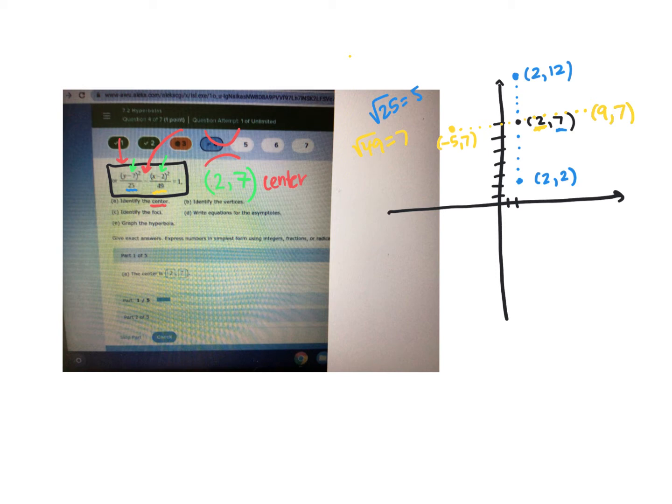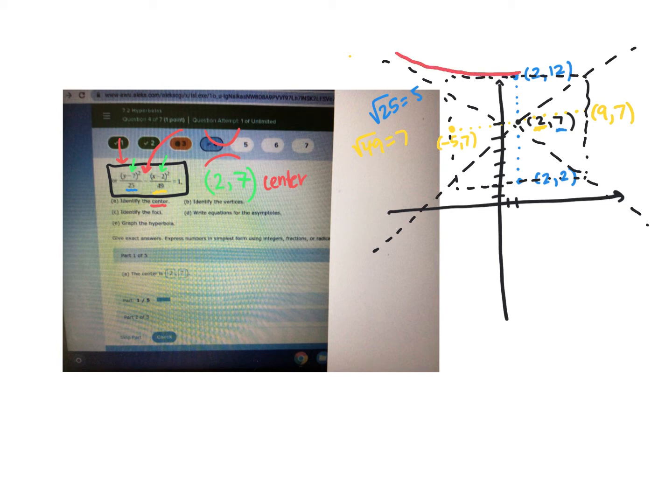So then to finish off my picture here, I'm going to kind of draw that rectangle that helps me to graph the asymptotes. So the asymptotes, remember, they have to go through the center and the corners of the box. So something like, there's one, and there's one. And then my actual graph is going to be, again, we said opening up and down. It follows along those asymptotes. And you can see the vertices too.